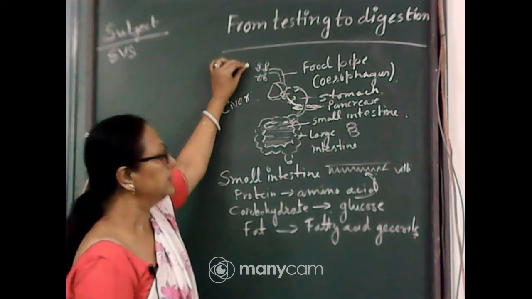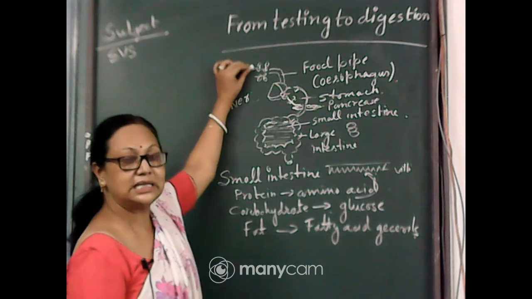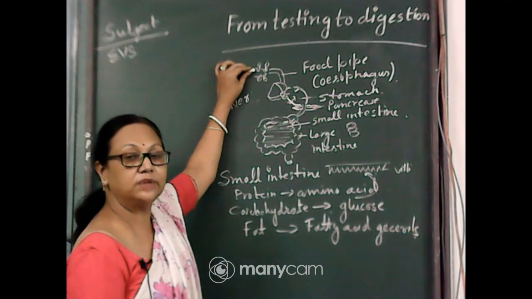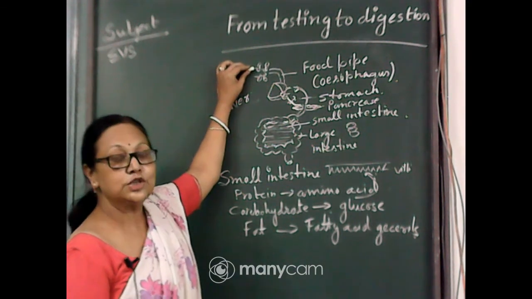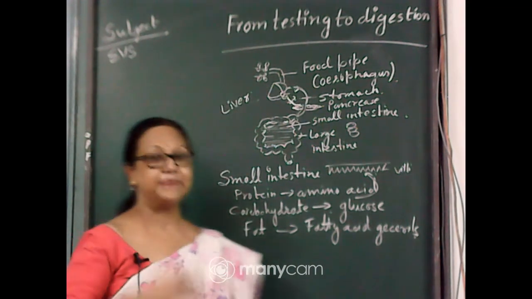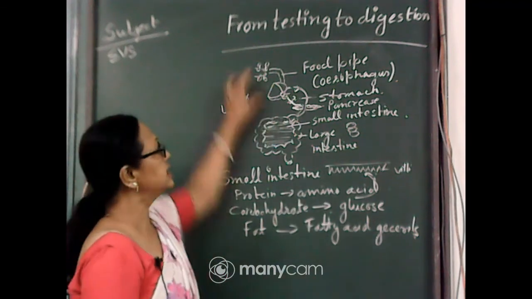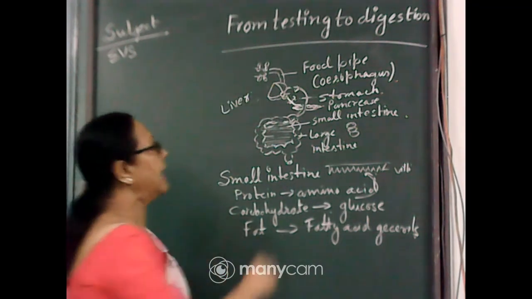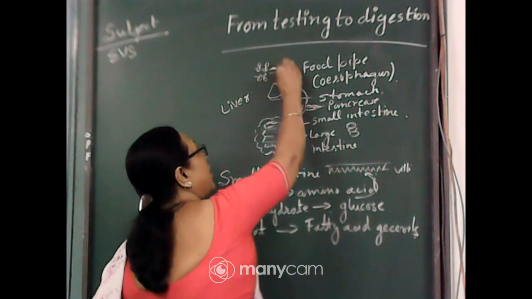In the mouth, on both sides, we can see there are 4 salivary glands. When we keep the food in the mouth and chew, saliva mixes with the food. This is the position of the salivary glands, and then the food comes to the food pipe.